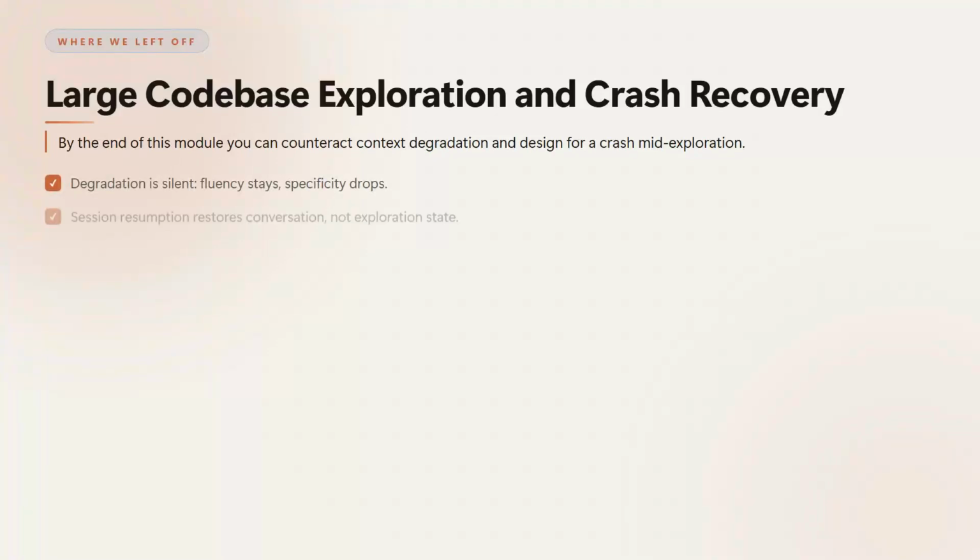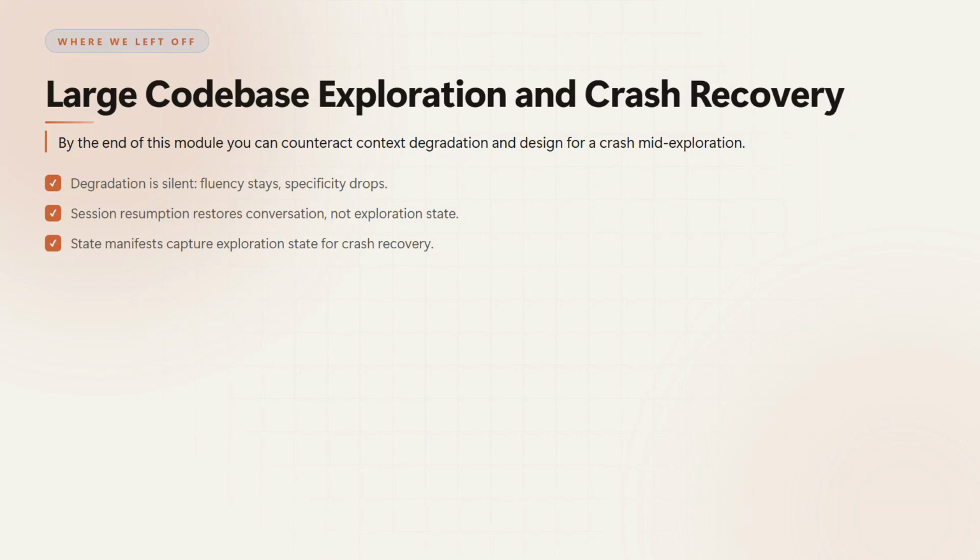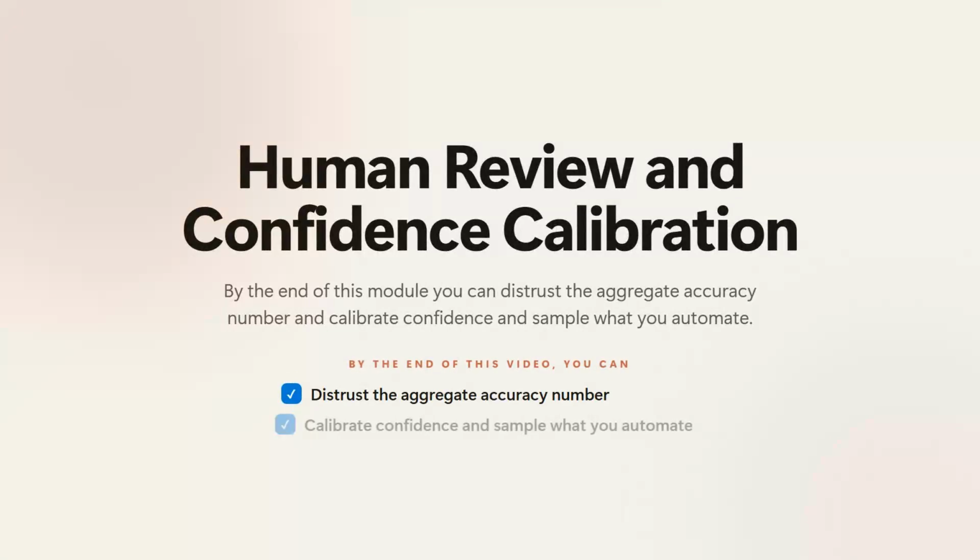You've now seen how to guard against silent context degradation and recover exploration state after a crash. That keeps you moving, but it doesn't tell you whether the results you're getting are actually reliable. In this module, we shift from recovery to judgment, learning when to distrust the aggregate accuracy number, how to calibrate your own confidence in the system's output, and how to sample what you automate so you catch errors before they compound. By the end of this module, you can distrust the aggregate accuracy number and calibrate confidence and sample what you automate. Here is how this module builds up.